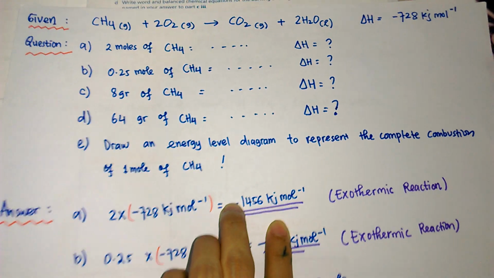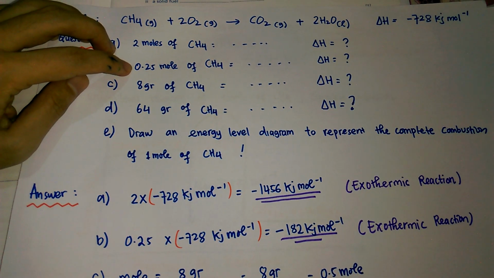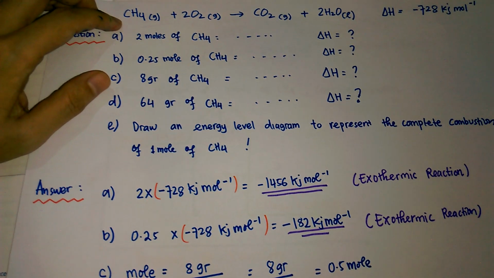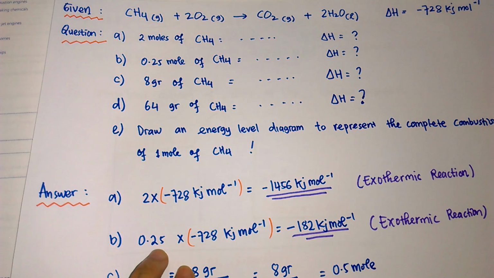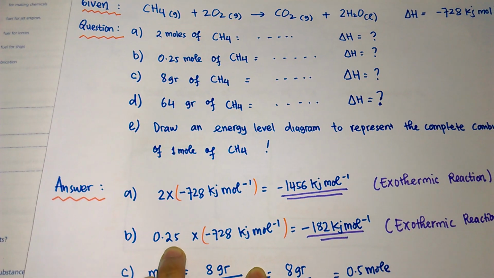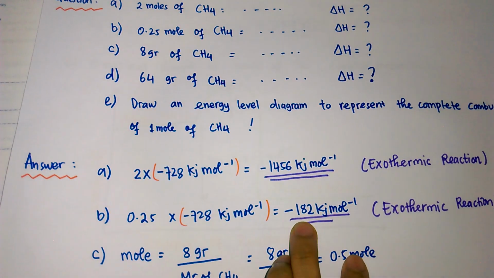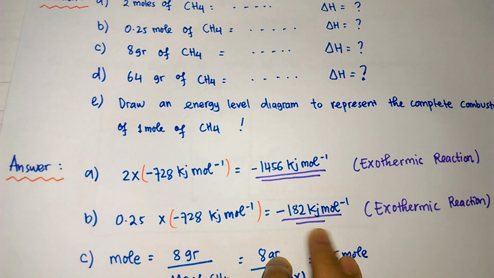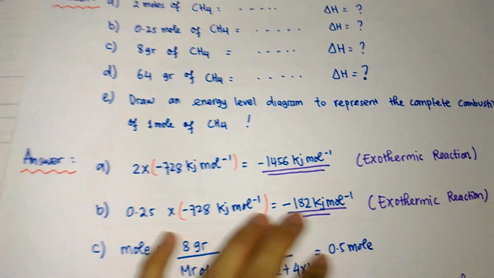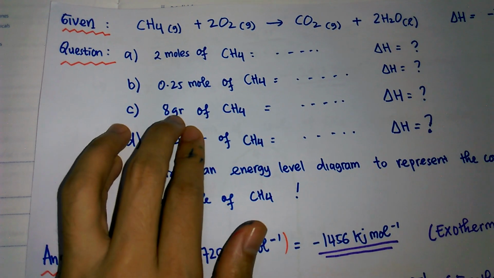Do you understand? How if we have 0.25 mole of CH4? It means that it is 1/4 of this. Then just multiply this energy by 0.25, or this energy divided by 4. So the answer is negative 182 kilojoule per mole. Don't forget the sign is still negative because this is an exothermic reaction. This is quite different, but I think you understand.